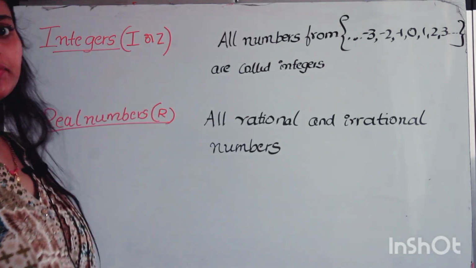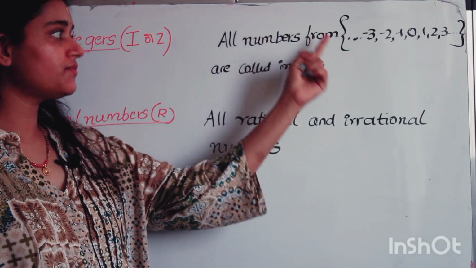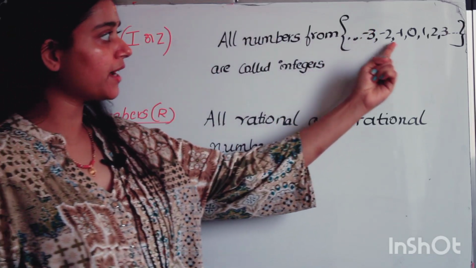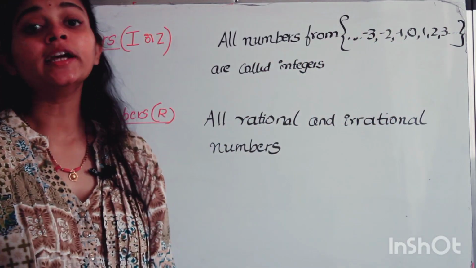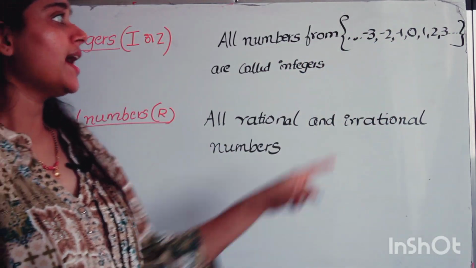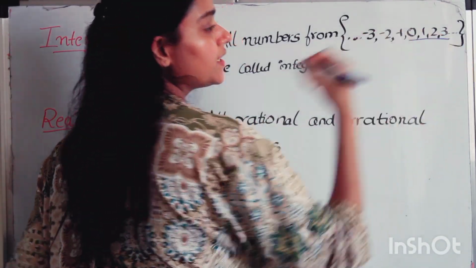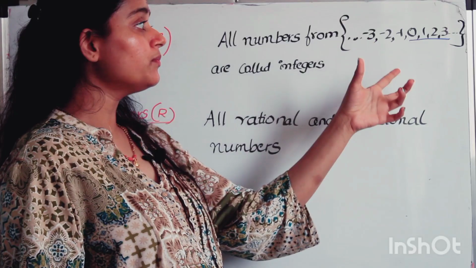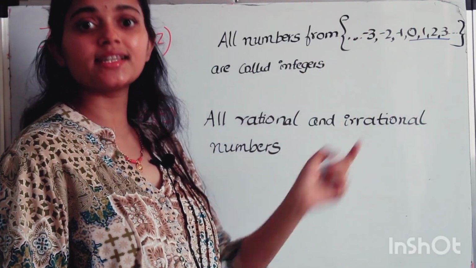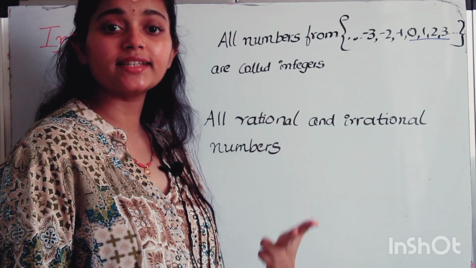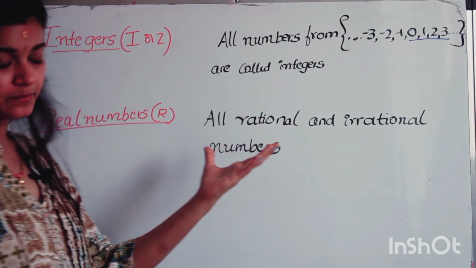Next, integers. Integers are denoted by I or Z. All numbers like -3, -2, -1, 0, 1, 2, 3 and so on are called integers. Along with the whole numbers 0, 1, 2, 3, there are negative numbers like -1, -2, -3 and so on. This is called an integer.